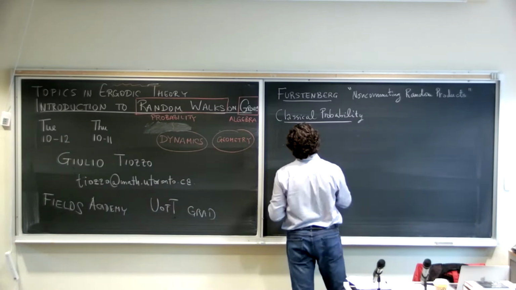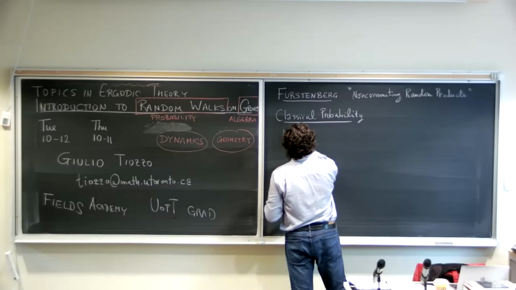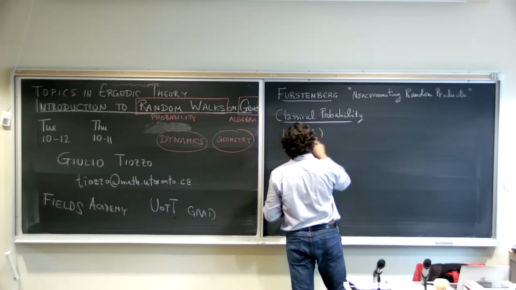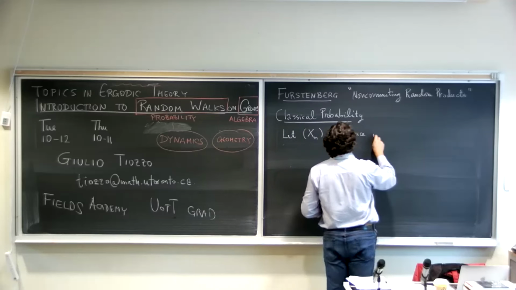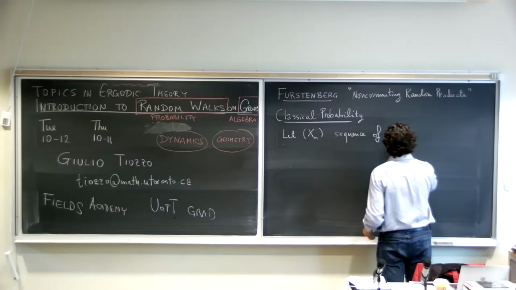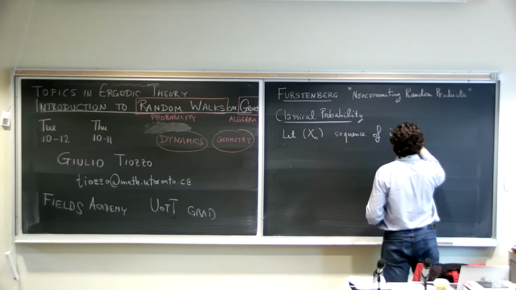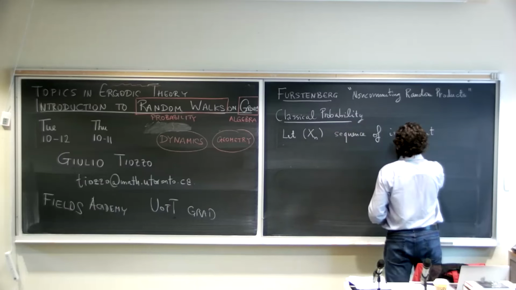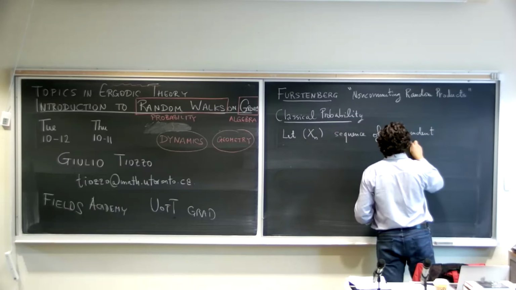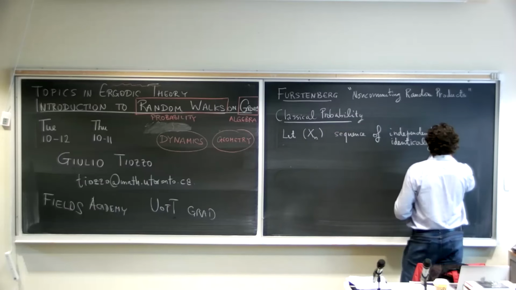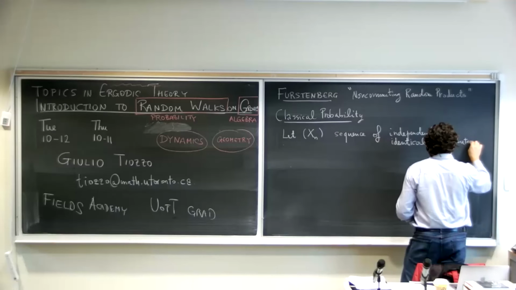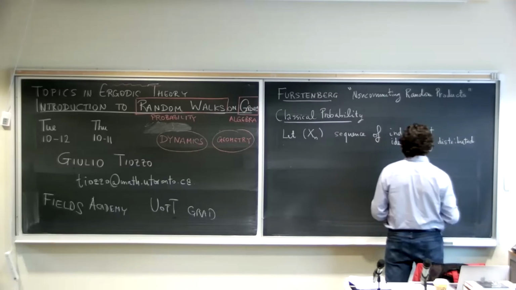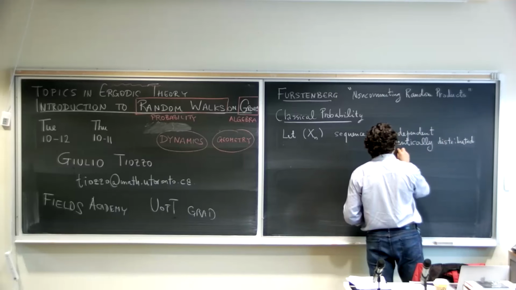Well, the setting of classical probability, you have a sequence Xn of random variables, and usually in a very, very classical setting they are independent and identically distributed random variables. If you're not super familiar, we'll go deeper in the technicalities, but I'm sure you have heard of this. So you have such random variables.